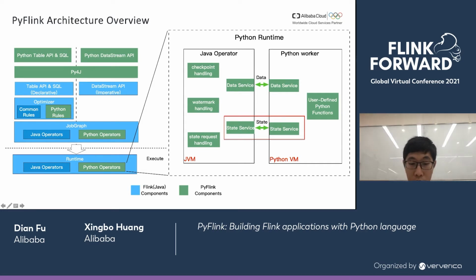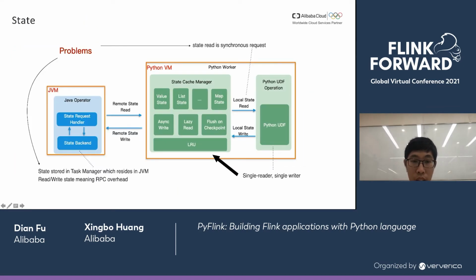Now, let's take a look at the state service part. As shown in the picture, the state is stored in RocksDB and Flink provides a Java implementation of state backend. Of course, we could provide a Python state backend implementation, which can overcome the RPC overhead between JVM and PVM. However, it will bring much complexity.